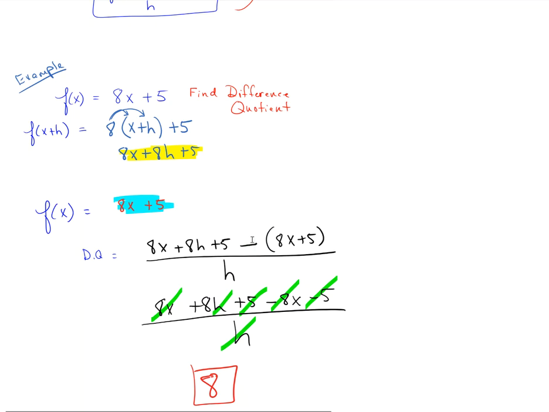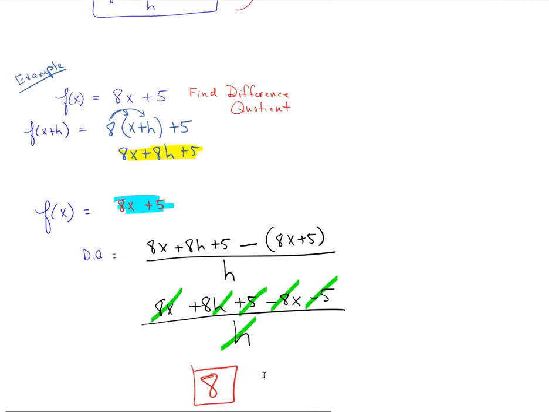Well, when we remove these parentheses, we have a minus 8x and a minus 5. Well, look, the minus 5 and the plus 5, those cancel. The minus 8x and the positive 8x, those cancel out. Top to bottom, the h's cancel, and we are left with 8. 8 is the difference quotient.